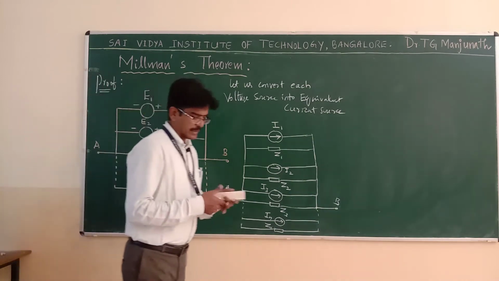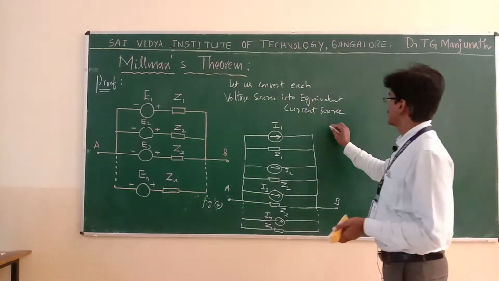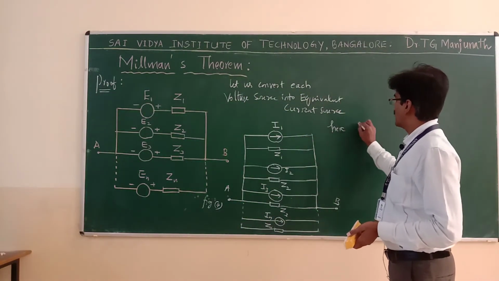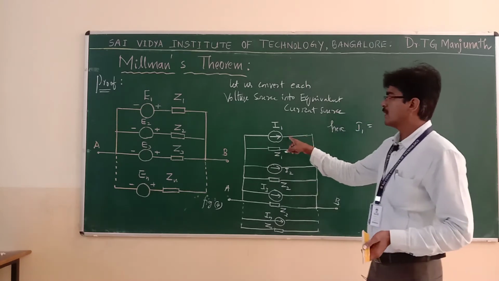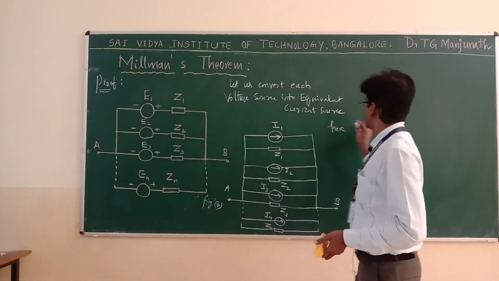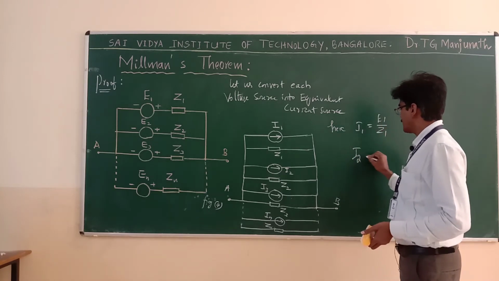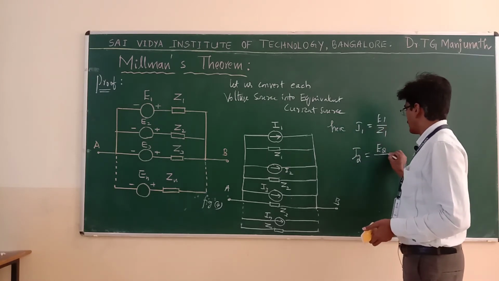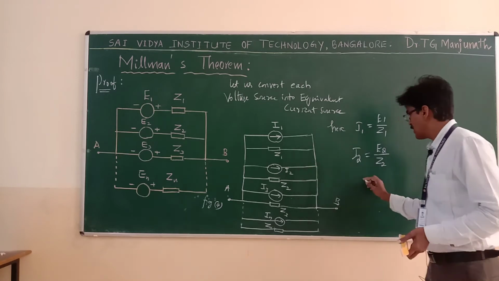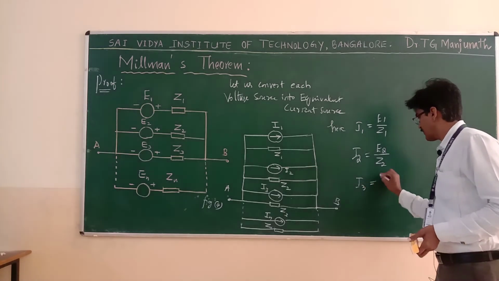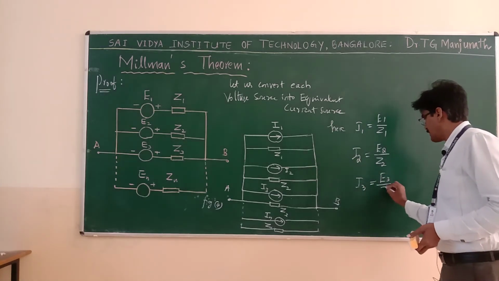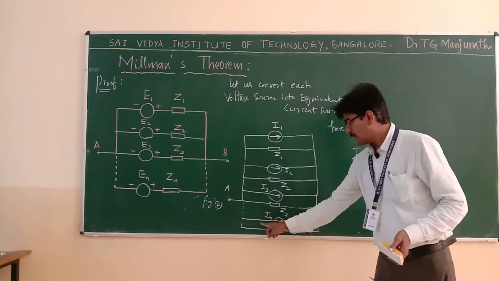Now what is the value here? What is I1? E1 by Z1. What is I2? E2 by Z2. What is I3? E3 by Z3. What is IN?